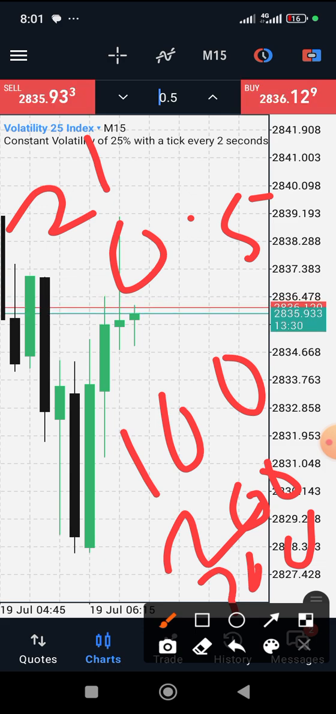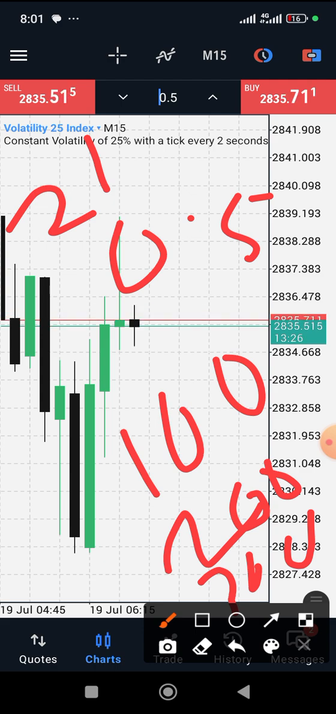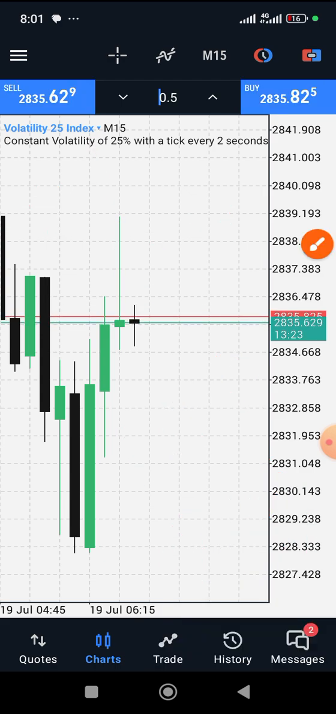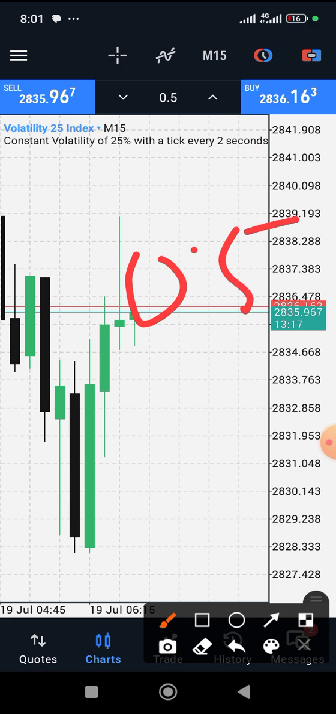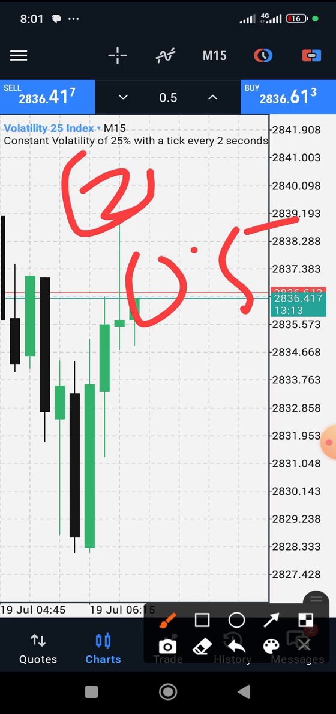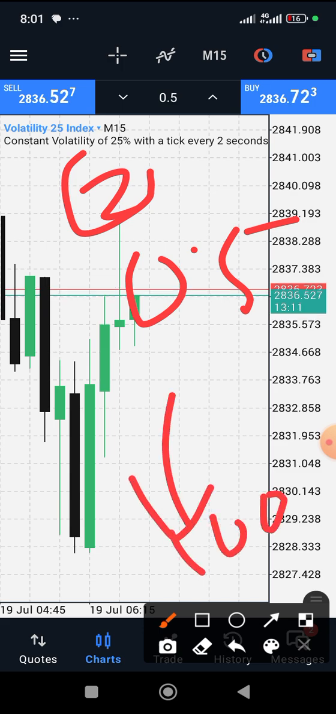How much do you want to make? You determine that, and depending on the lot size you use, that's what will determine how much you are risking in the market. So if you use 0.5 lot size and you are risking $2 for that trade, you are risking $2 to make like $100.